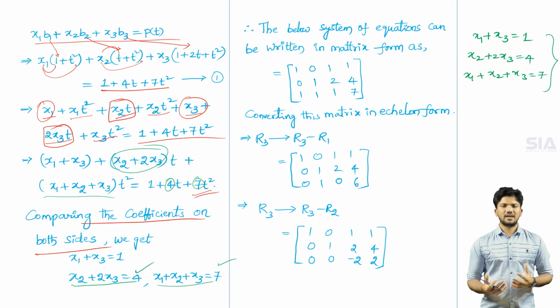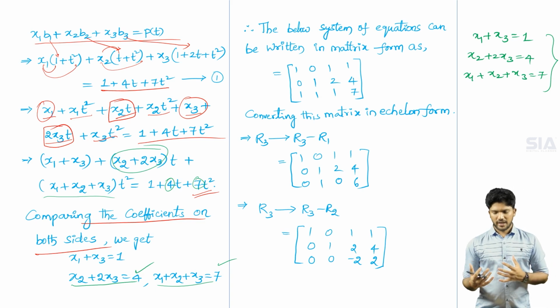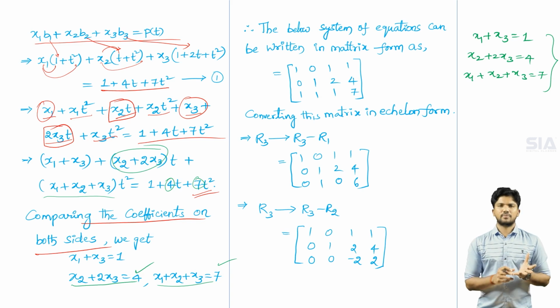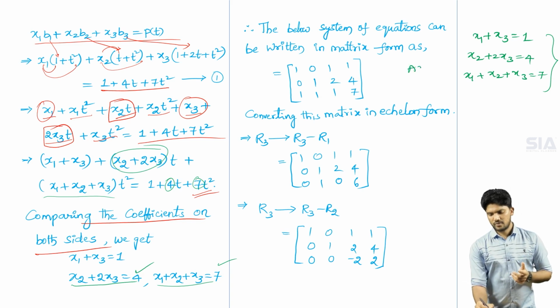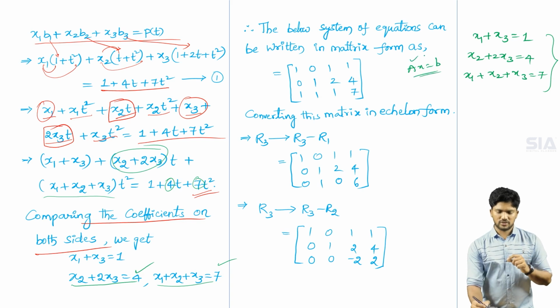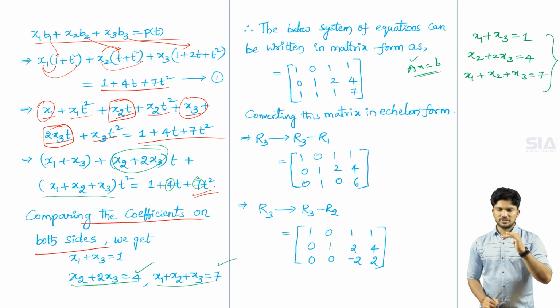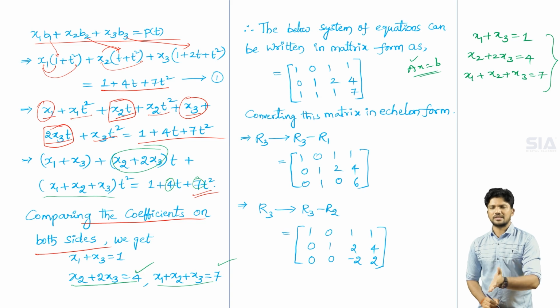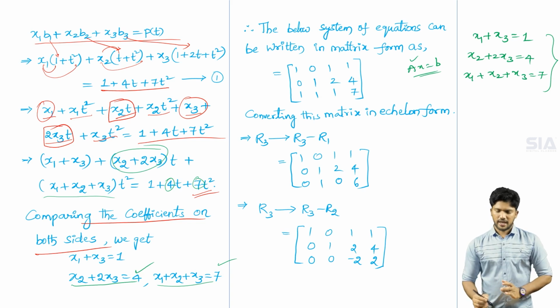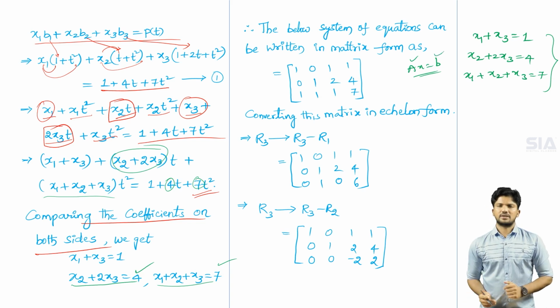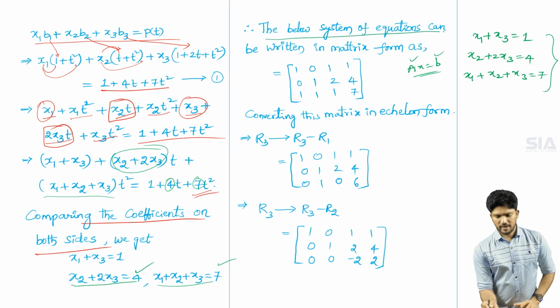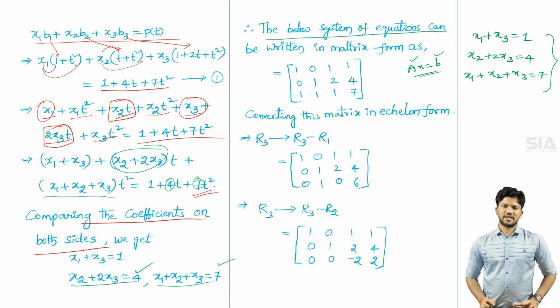Then we can apply the matrix equation. According to the matrix equation, we can obtain the coefficient matrix and the variable matrix. Convert it into this format: capital A is the coefficient matrix, small x is the variable, which is x1, x2, x3, and b is the RHS values 1, 4, 7. So now the system of equations can be written in matrix form.